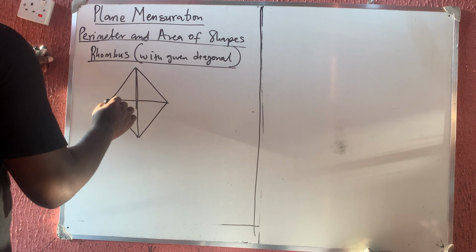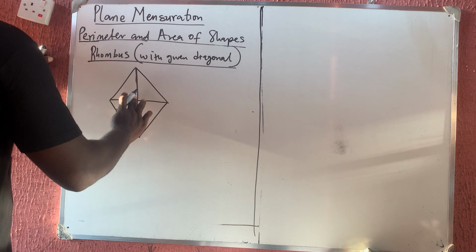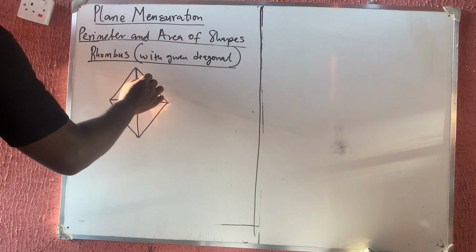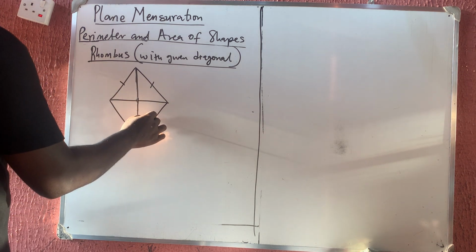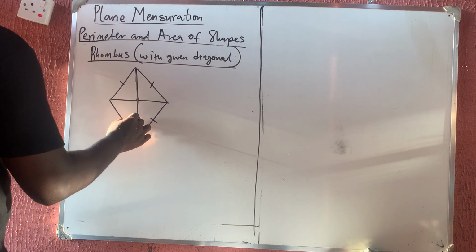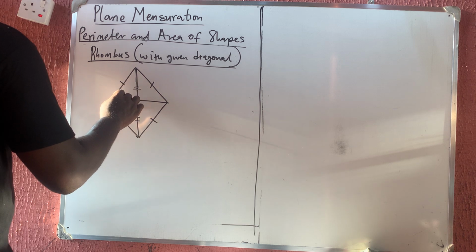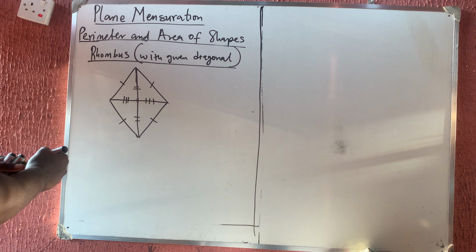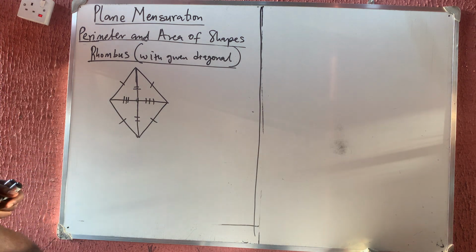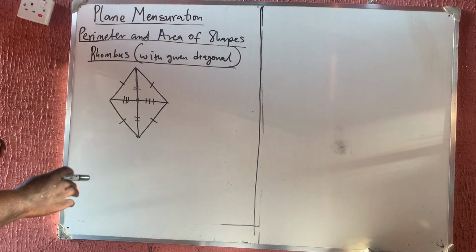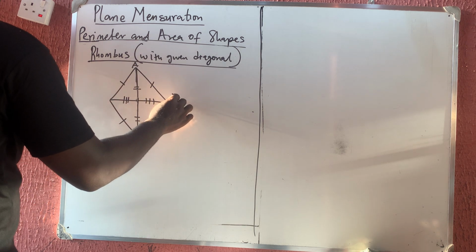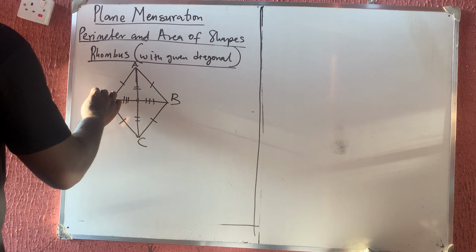Now one special thing about a rhombus is that all the sides are equal, in the sense that this side is equal to this side, is equal to this side, here is equal to here, and here is equal to here. The two diagonals bisect each other. Bisection means sharing into two equal parts. That is one thing you should know about rhombus ABCD.